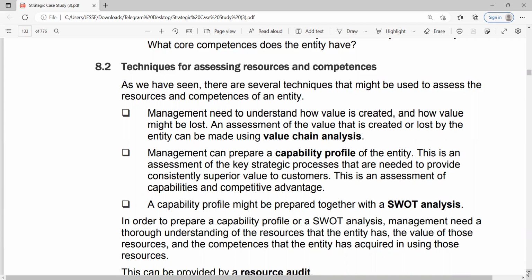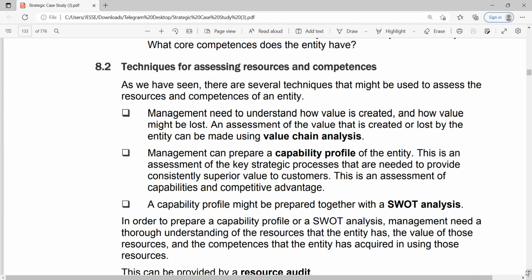Number 2, management can prepare what we call a capability profile. How do you assess competencies and resources? Remember that we said that a capability is simply a combination of a resource and a competence. So management can prepare a capability profile of the entity. This is an assessment of the key strategic processes that are needed to provide consistently superior value to customers. Right, so another technique is capability profile. And the capability profile can be prepared together with a SWOT analysis.